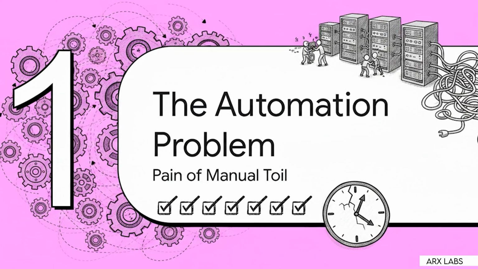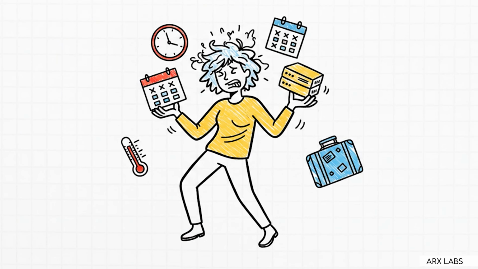Okay, Section 1. The DevOps automation problem, or as I like to call it, the pain of manual toil. Think about it. Needing to manually log in and run a script every single day at a specific time? It's tedious. And honestly, it's highly error-prone if you happen to be unavailable. Whether you're generating reports, backing up a database, or clearing out temp files, relying on a human to press enter at the exact right moment is just a massive risk. Humans get sick, we take vacations, and yeah, we forget stuff.